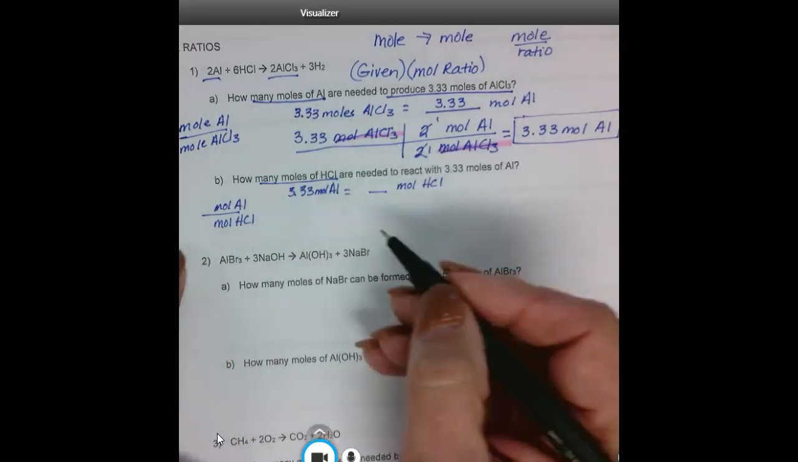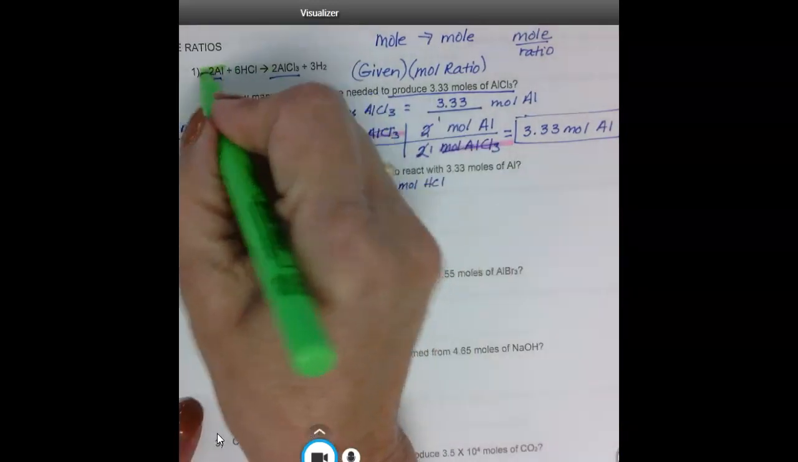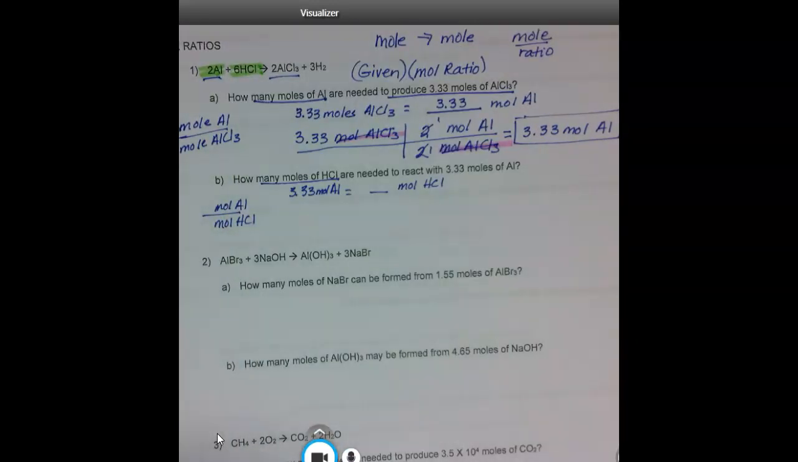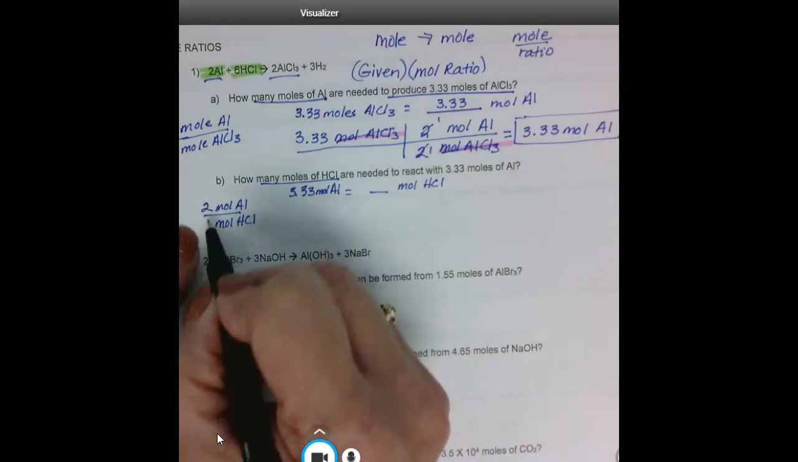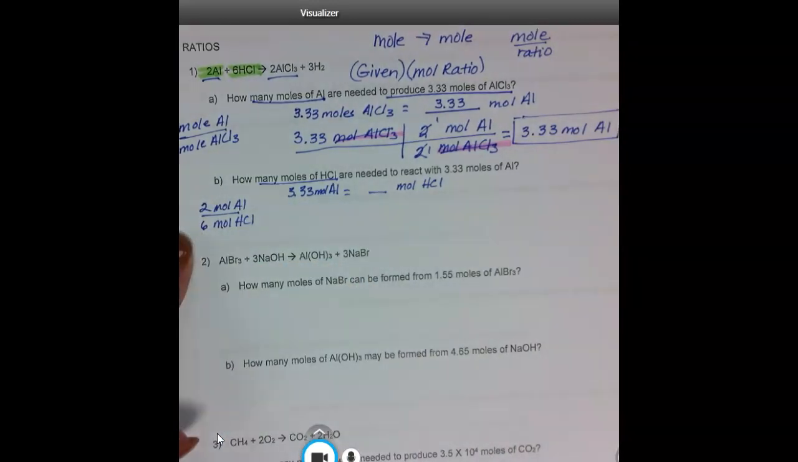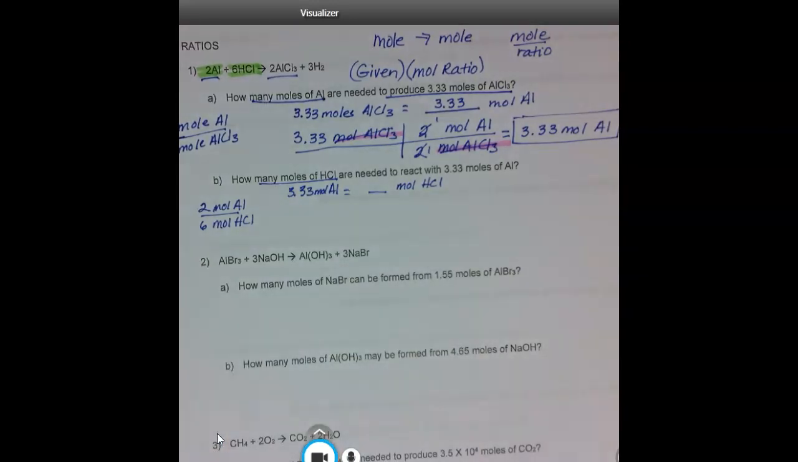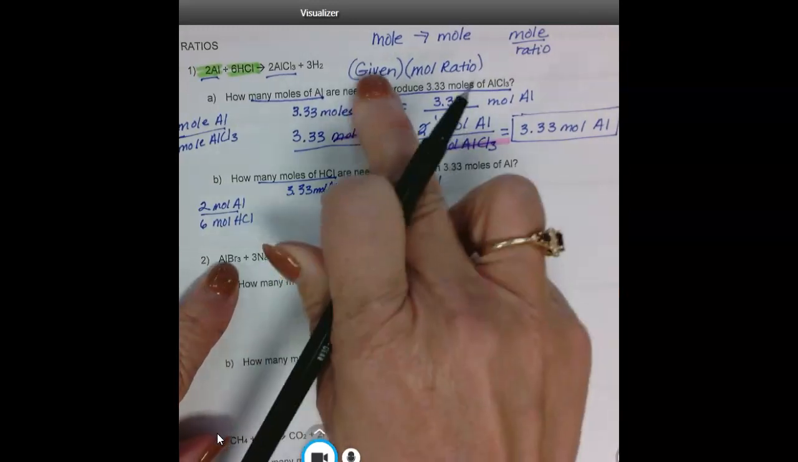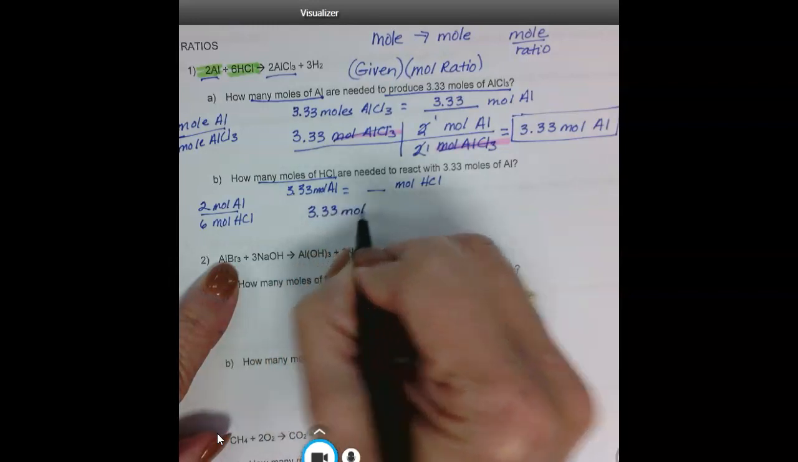So this time I am looking at aluminum, so I'm going to highlight it, and HCl. I'm only looking at these two values. So if I put them where they need to go, I have 2 moles of aluminum for 6 moles of hydrochloric acid. Again, if you wanted to, you could reduce that down to a 1 to 3, but I typically go ahead and use exactly what's in my formula. So here we go. Again, we're going to write down the given. So I have 3.33 moles of aluminum.